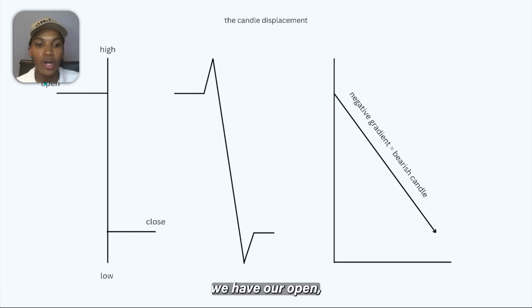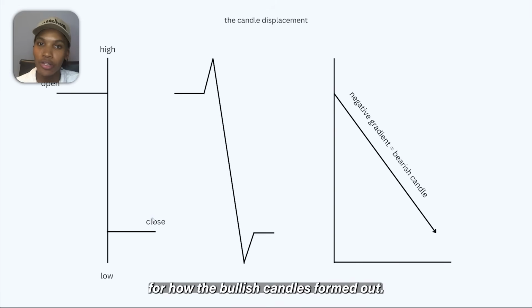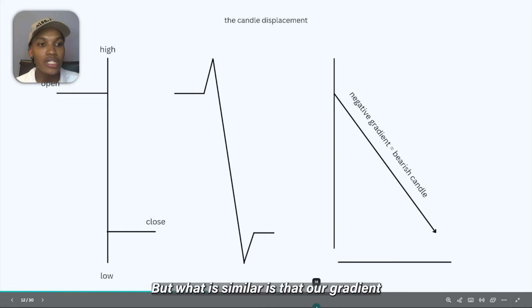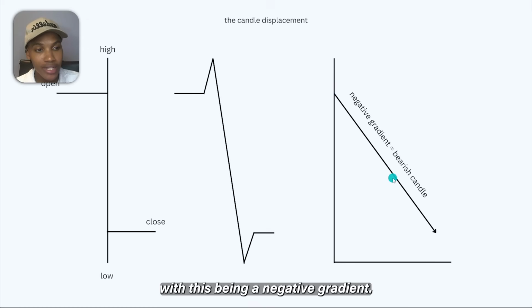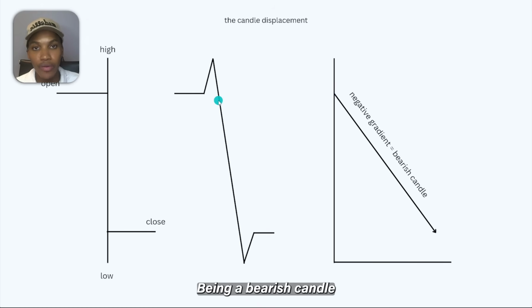Now, once again, we have our open, high, low, and close. Very different from how the bullish candle was formed. But what is similar is that our gradient marks out how the candle will form. With this being a negative gradient, this leads to this being a bearish candle.